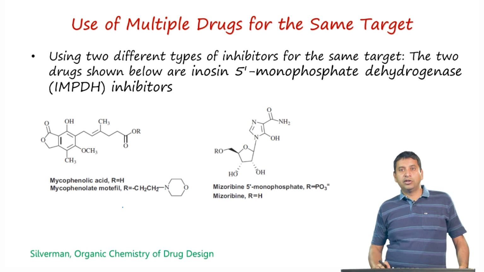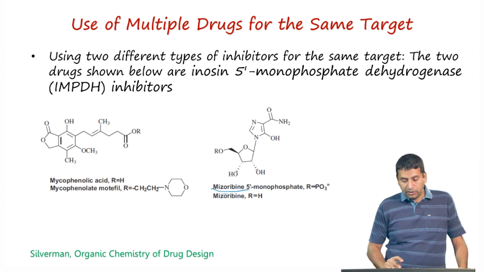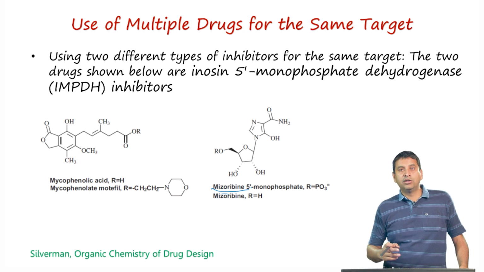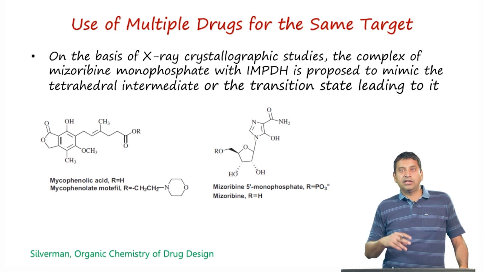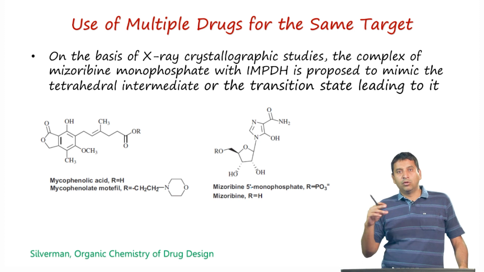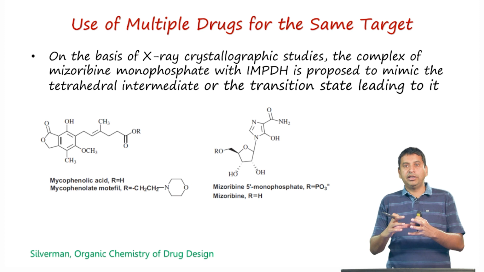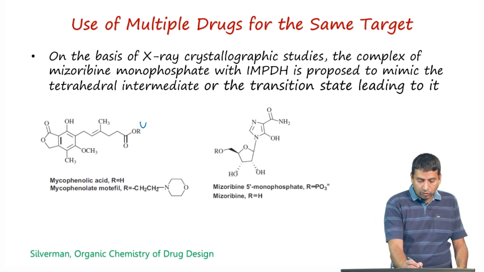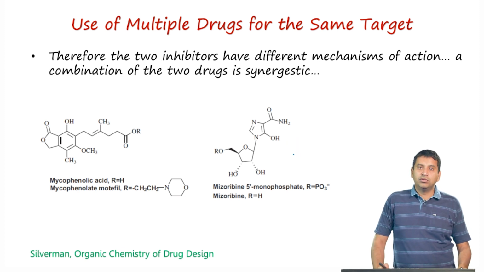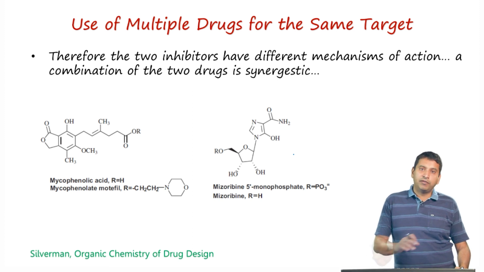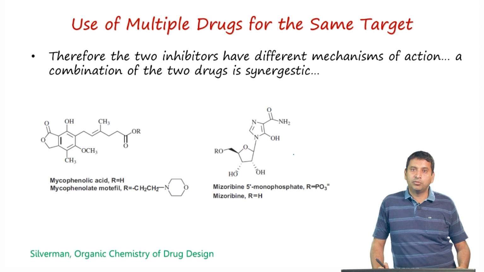Using two different types of inhibitors for the same target can also be used. Here is the example. You have mycophenolic acid and mesoribine, which both are inhibitors of inosine 5 monophosphate dehydrogenase, which is IMPDH. Mycophenolic acid has been shown to be an uncompetitive inhibitor of this enzyme. And on the basis of X-ray crystallographic studies, the complex of mesoribine monophosphate with IMPDH is proposed to mimic the tetrahedral intermediate or the transition state leading to it. So, this is an uncompetitive inhibitor, while this is a transition state inhibitor. Therefore, these two inhibitors have different mechanisms of action, and so if we can give a combination of these two drugs, then we would expect it to be synergistic, and indeed it is.